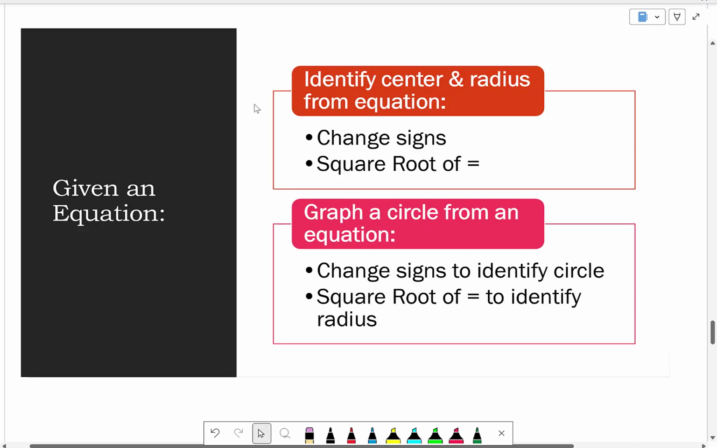All right, the next section of type of problems is what happens if you're given the equation. So I believe this type is a little bit easier than the other one.